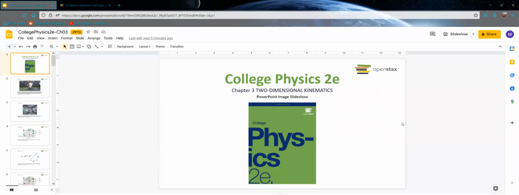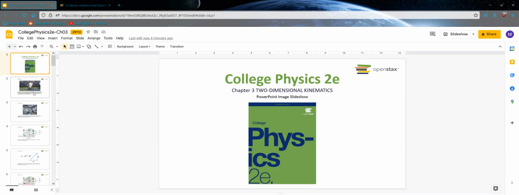Welcome to Chapter 3 of Physics Without Calculus for Aquinas University. Today we'll be going over two-dimensional kinematics from the College Physics 2 second edition textbook on OpenStax.